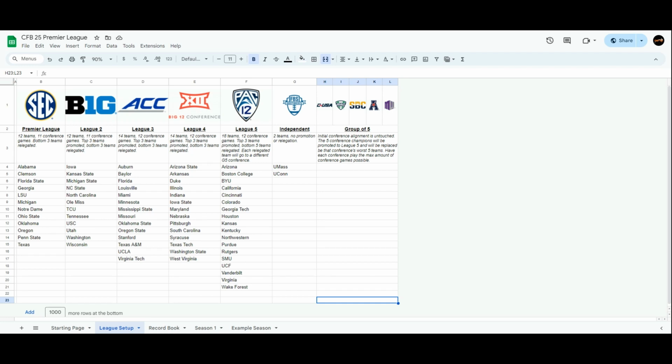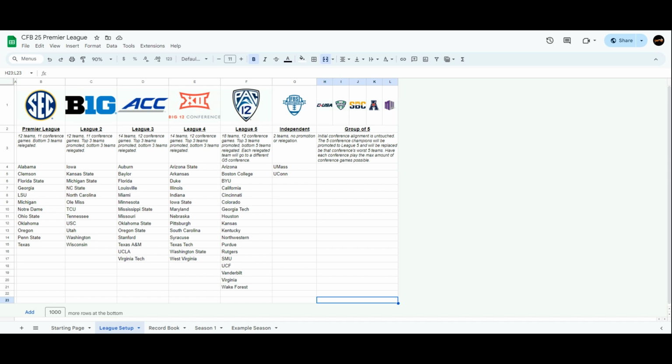In this system, just like it is in international soccer, winning your league is the most important thing you can do. So if we look at the SEC, which is my Premier League, these 12 teams are competing for the SEC title, which is the most prestigious title that you can get out of all of the leagues. I chose these teams based on historical significance over the last 10 years or so.